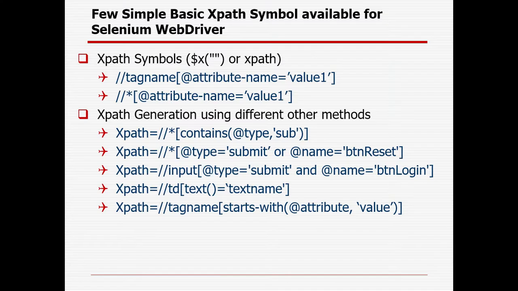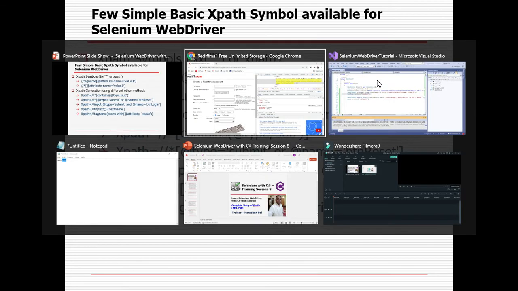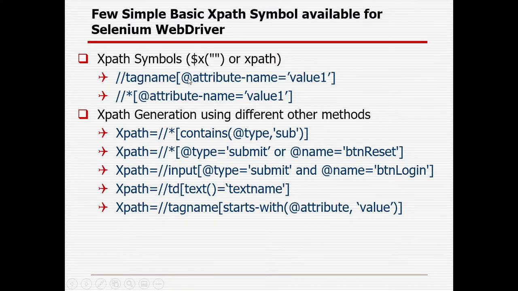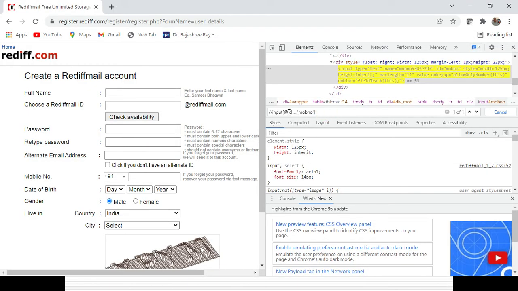So here I already covered these different parts, right? The contains, the OR operation, the AND. Definitely you get to know how to create the XPath: double slash tag name, attribute name equal to value. So even with the help of mobile number you can uniquely identify the element. So you can even remove the text because this is uniquely identifiable, right? You can see slash tag name at the rate attribute name equal to value. So that is the simple syntax for the XPath creation.